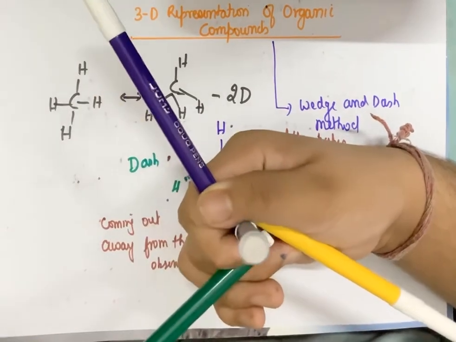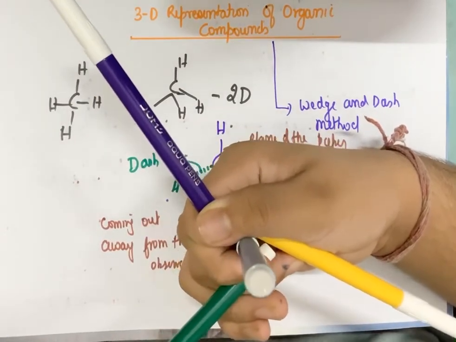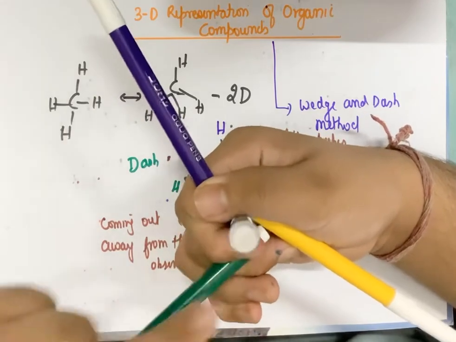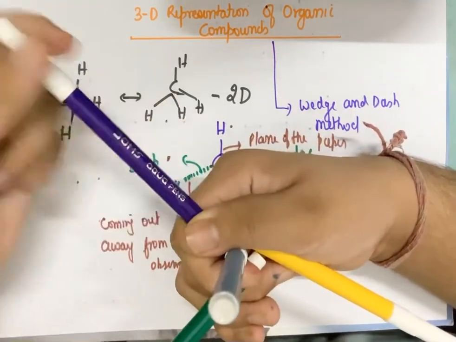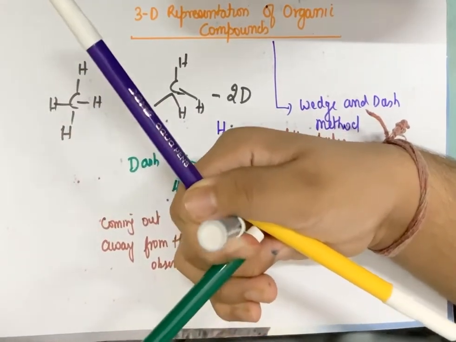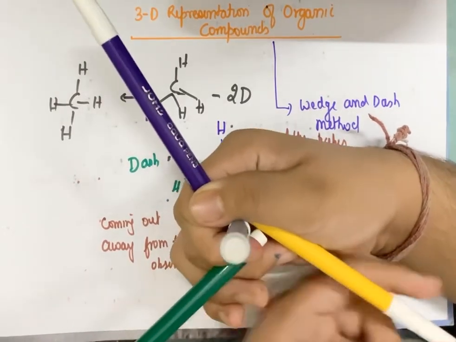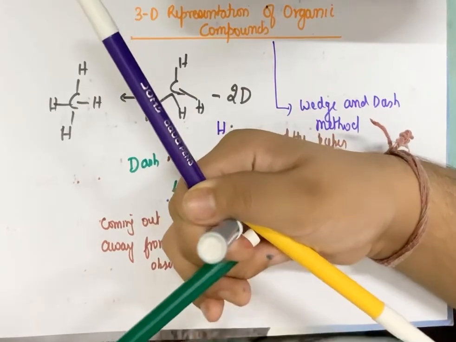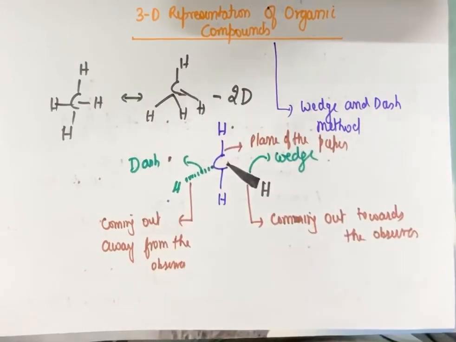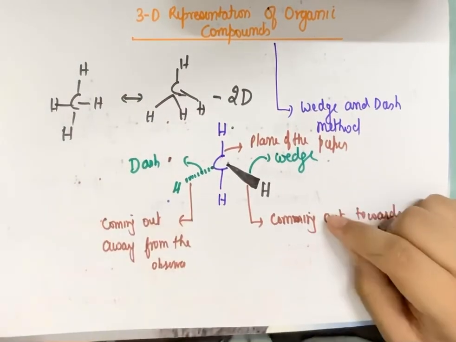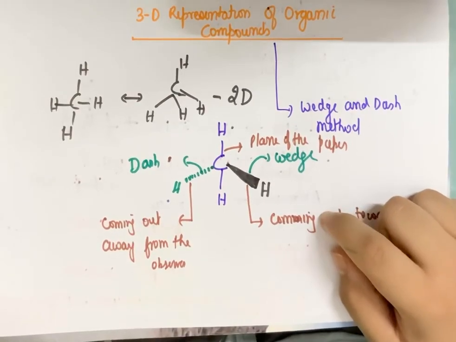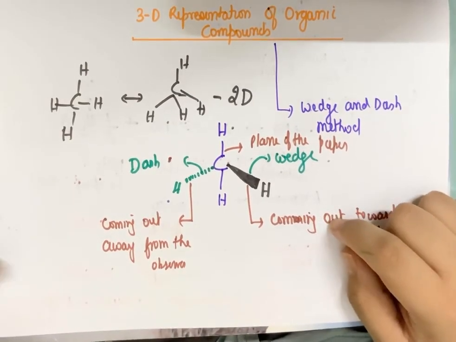They are looking as if they are in space, and they become a 3D view with two bonds in the plane of the paper, one bond coming out of plane of the paper away from the observer called the dash, which is a weak bond, and the stronger bold bond is the one which comes out of the plane of the paper towards the observer, which is the wedge. So the wedge and dash method for the representation of organic compounds in a three-dimensional way.